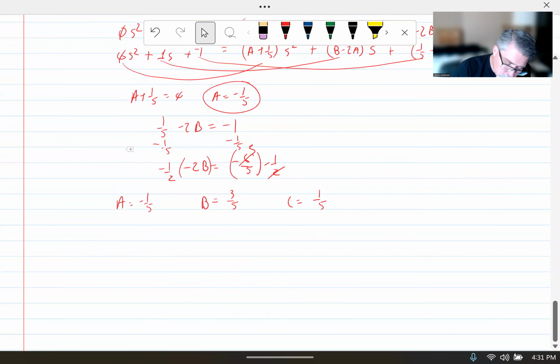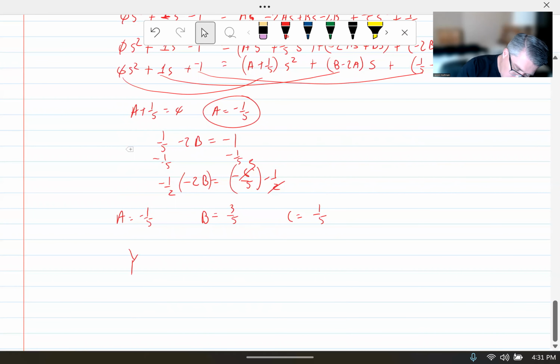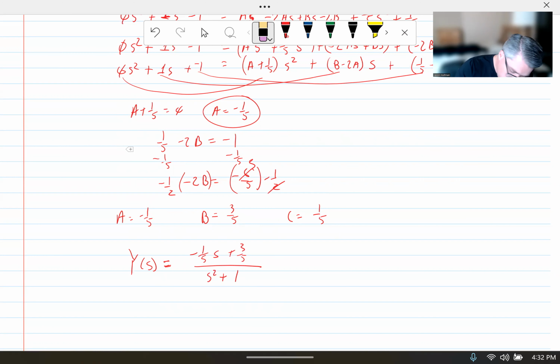Okay, so now we have a, b, and c. So that told me that y of s is equal to, okay, a, which is negative 1/5 s, sorry about that, negative 1/5 s plus 3/5 over s squared plus 1, plus 1/5 over s minus 2.